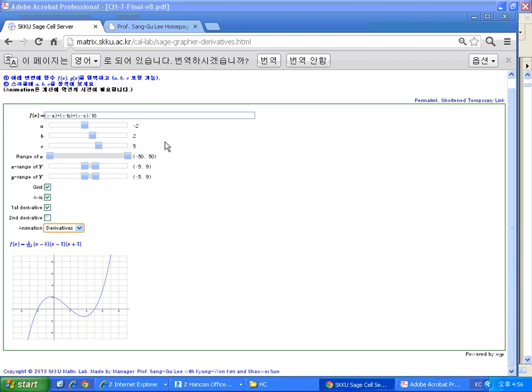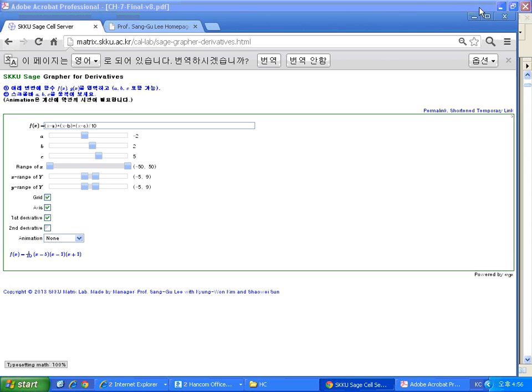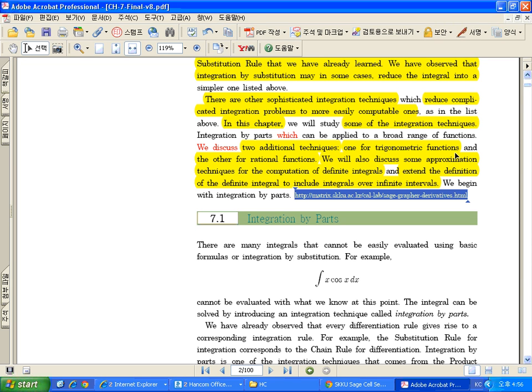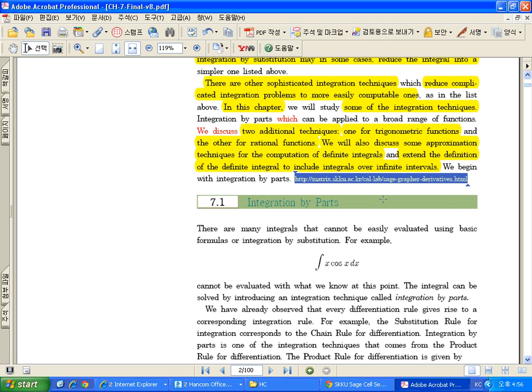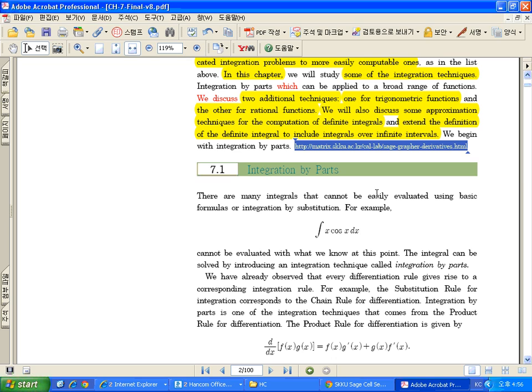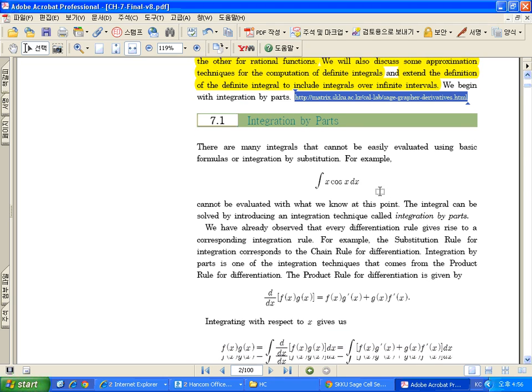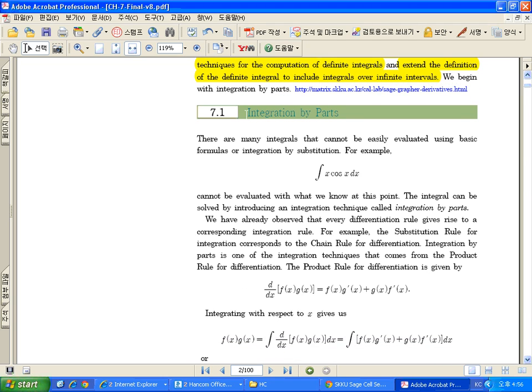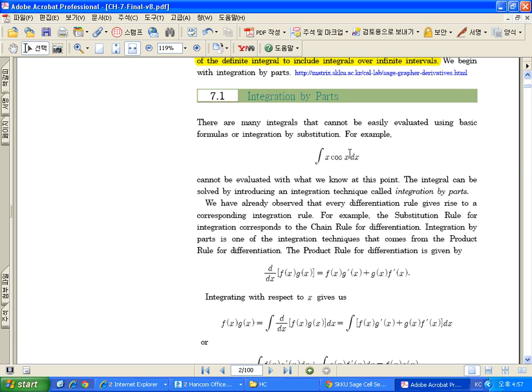Okay. So now what you are going to see is the reverse. How can we find the antiderivative? We were able to find the derivative without much difficulty, so we were able to draw the graph like this. Now we look at finding the antiderivative of general functions like this. The first section, 7.1, is integration by parts.